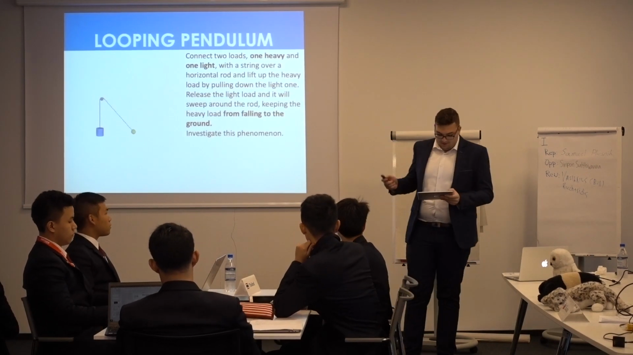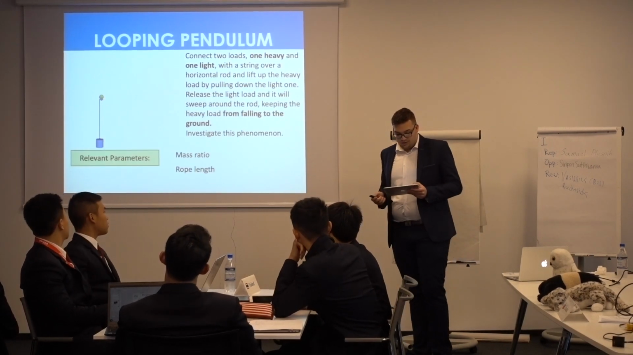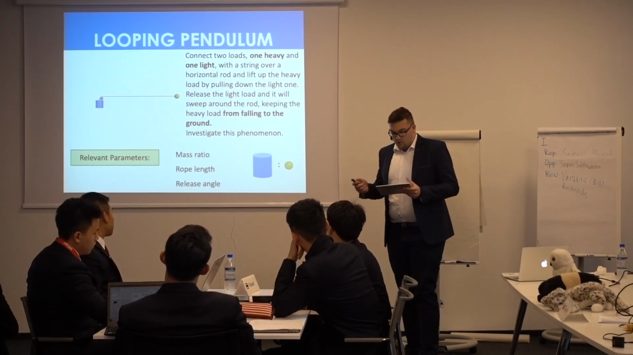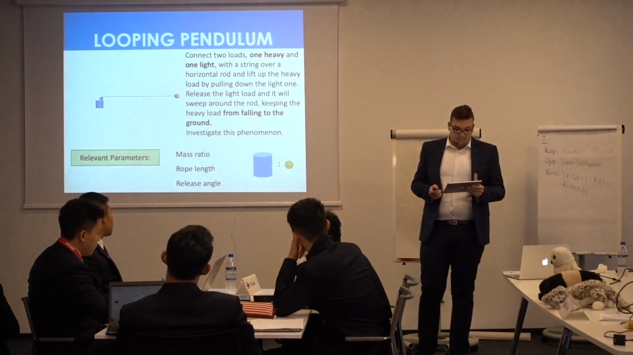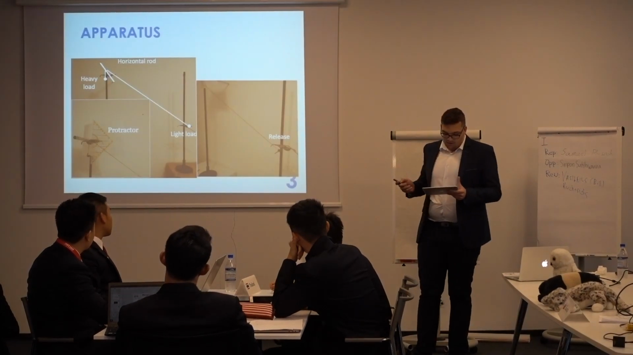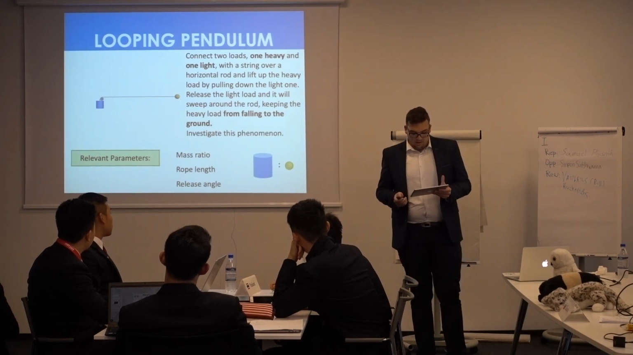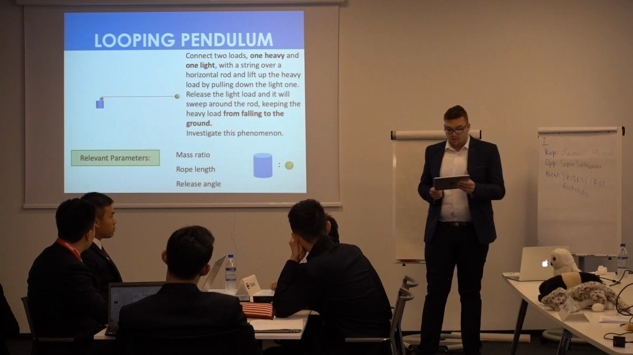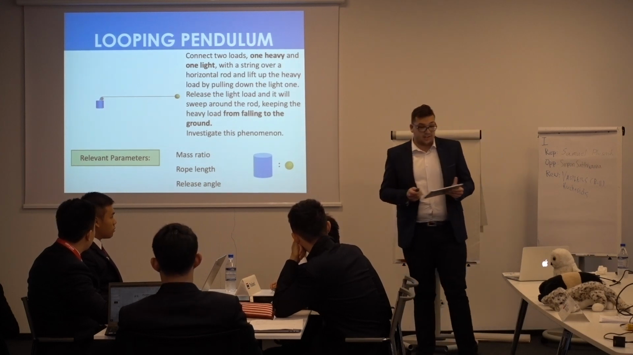The problem statement asks us to connect two loads, one light, green, and one heavy. We will swing over the horizontal rod. Upon release from the given position, we can observe looping of the load around the rod that prevents the heavy load from falling. We should investigate this phenomenon.